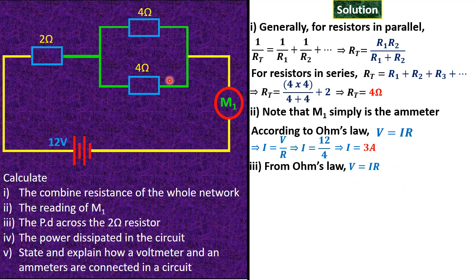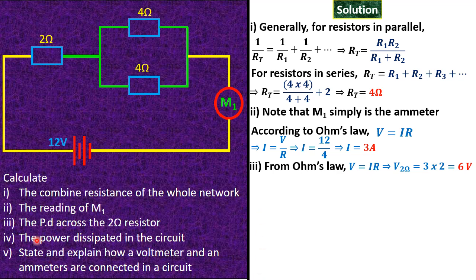So if we plug in everything, since they want us to get the potential difference across the 2 ohm resistor, our R in this case has to be 2 ohms. Our V, the potential difference across the 2 ohms, is equal to 3, which is the current I, times R, which is 2. Doing everything, we have an answer of 6 volts.